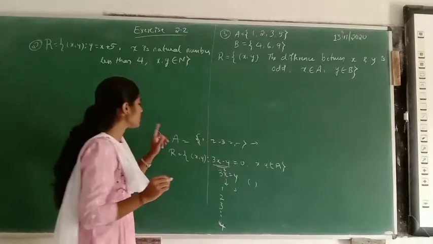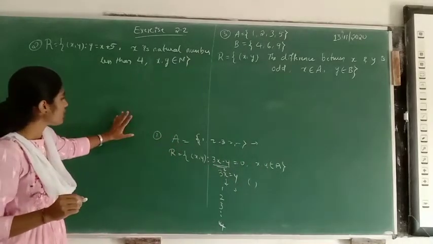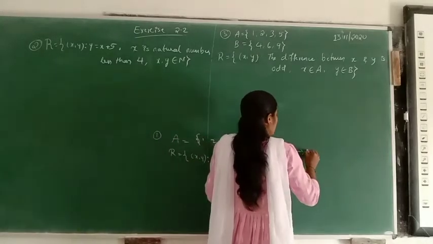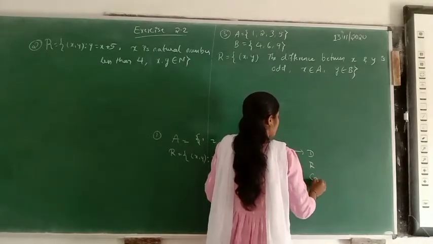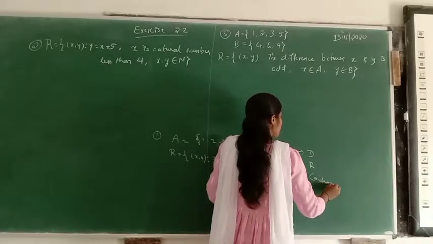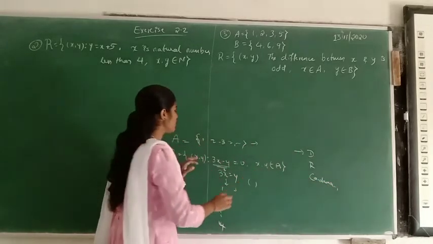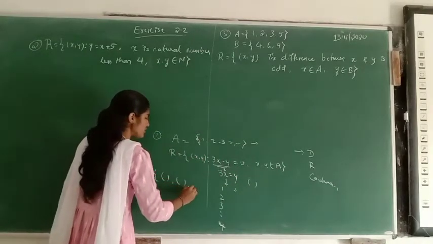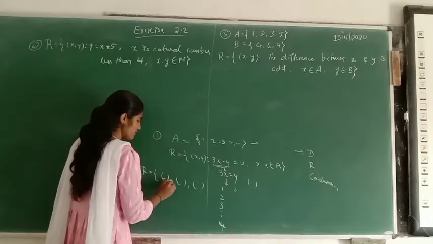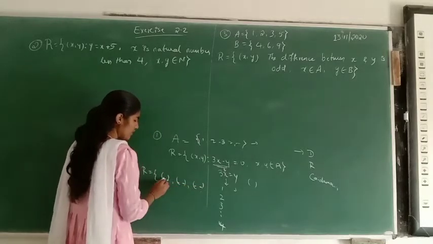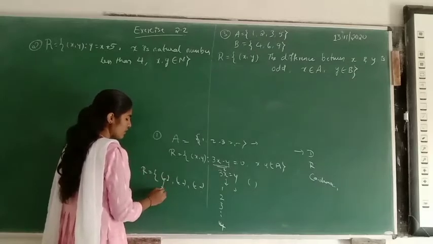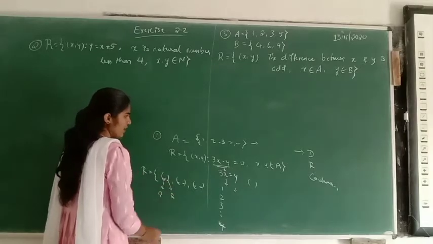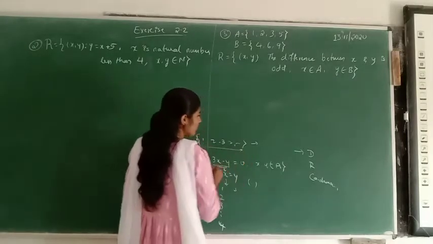I explained one example for solving these types of relations, and they also ask to find the domain, range, and codomain. So write this relation; the first elements of the ordered pairs will be the domain, and the second elements will be the range. Codomain means this whole set will be the codomain.